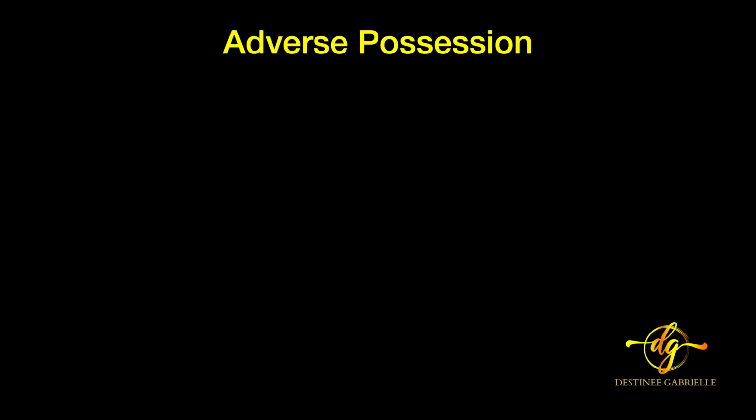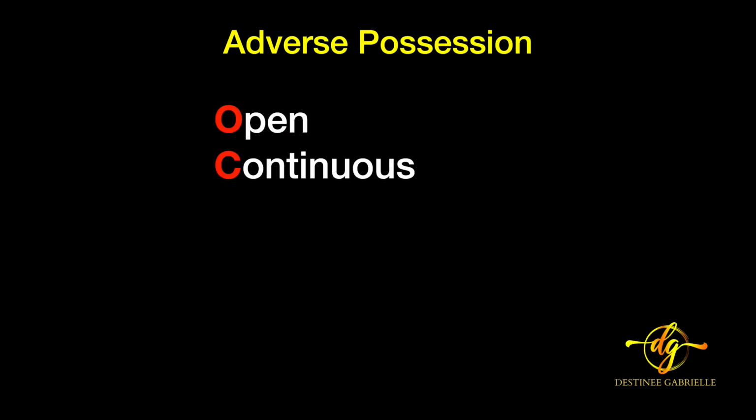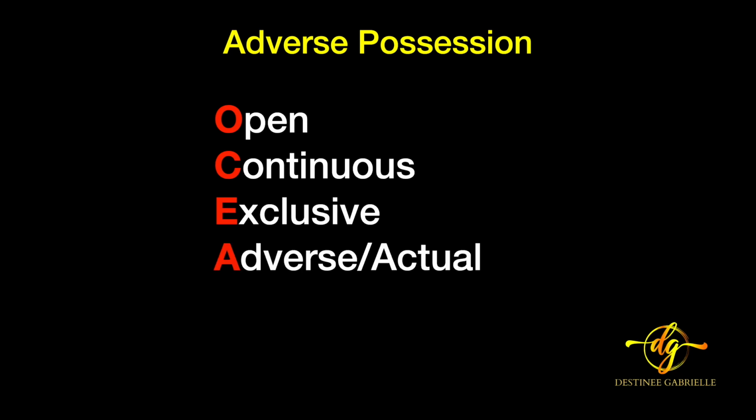Next, I did adverse possession, which will spell out ocean. So it has to be open, meaning it's not a secret. Continuous, meaning there's no breaks in the possession. E, exclusive. So one person. It can't be mother, brother, sister, uncle. It has to be one person. It has to be adverse or actual, meaning it has to be against the owner's wishes. And N for notorious.